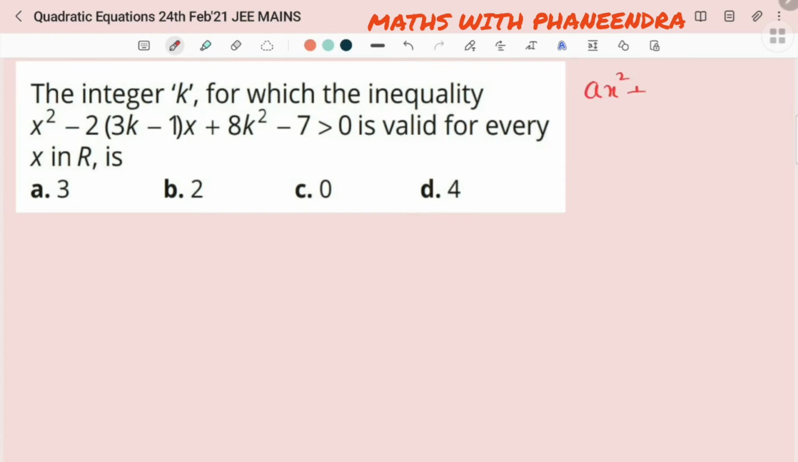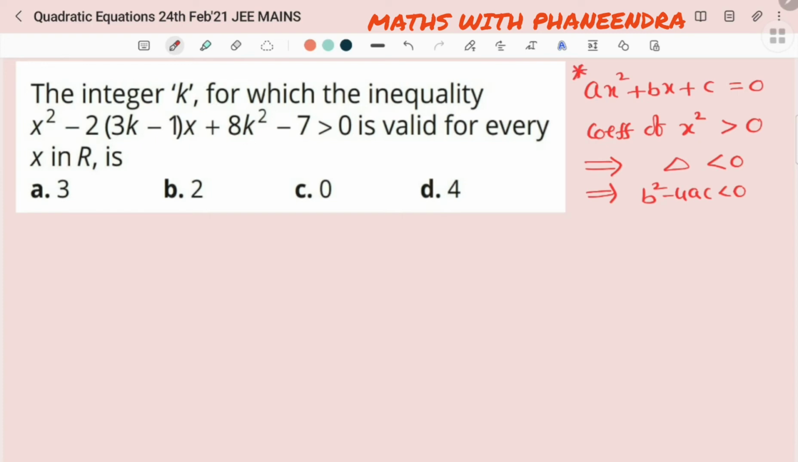In the quadratic equation ax² + bx + c = 0, if the coefficient of x² is greater than 0, then the discriminant is less than 0. That means b² − 4ac is less than 0. This property I am going to apply to get the value of integer k.